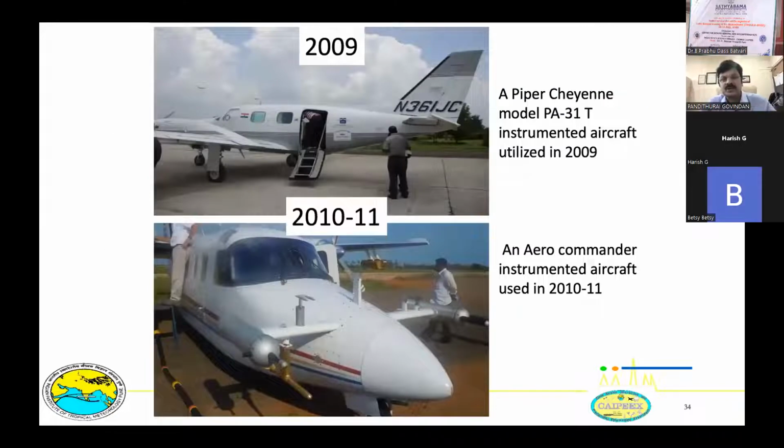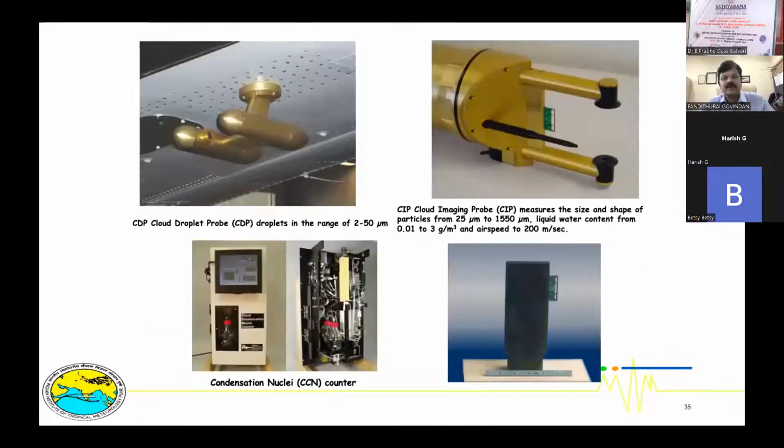These are the instrumented aircraft used in the CAIPEEX project. The aircraft were hired from outside, and they were instrumented. I'm showing only 2 years, but the experiment was conducted for about 4 years. These are some of the probes used in the aircraft.